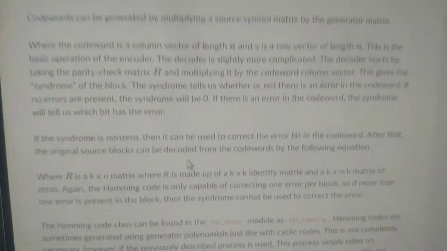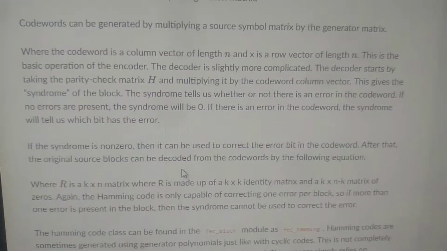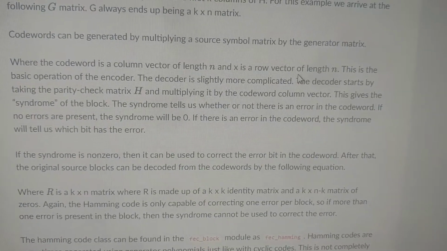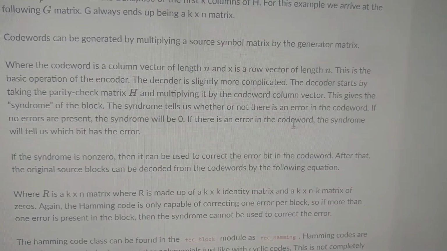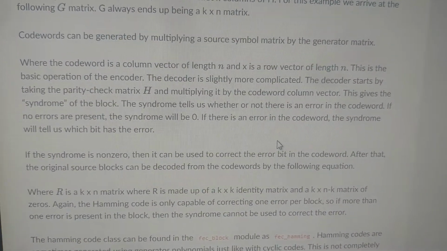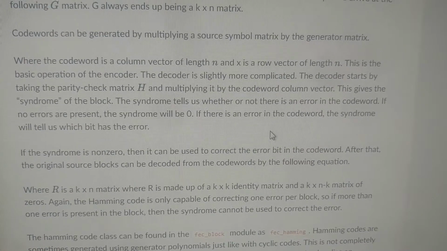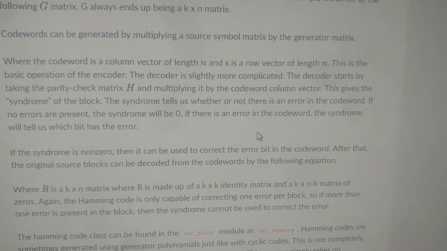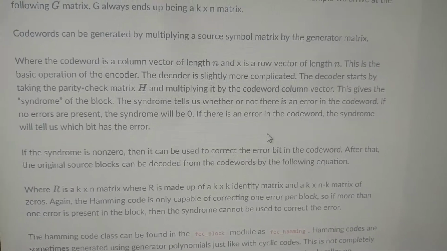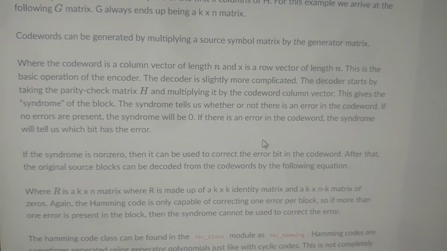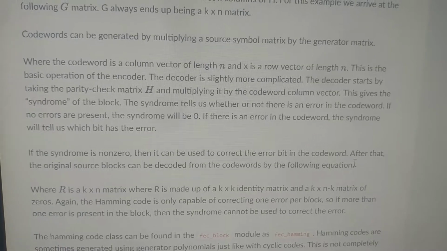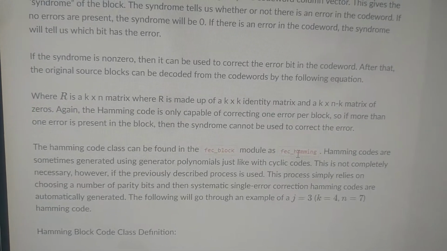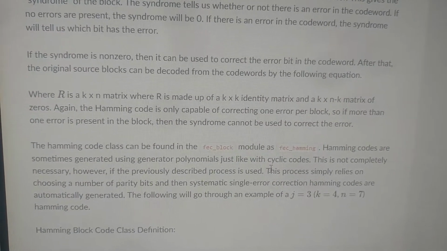So after coming here, we can use the encoder. In the encoder we can get a vector of length n, the code word. The decoder is slightly complicated. The decoder starts with the parity check matrix H. Then it gives the syndrome. The syndrome tells whether there is an error or not. If it is 0, that means no error. If there is an error in the code word, the syndrome will tell us which bit has the error. After that the original source bits can be decoded from the code word using the following equations.